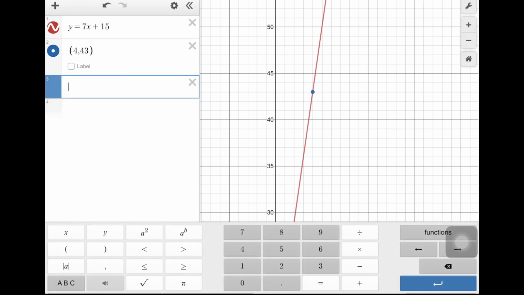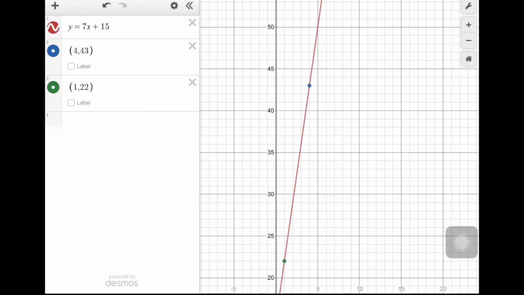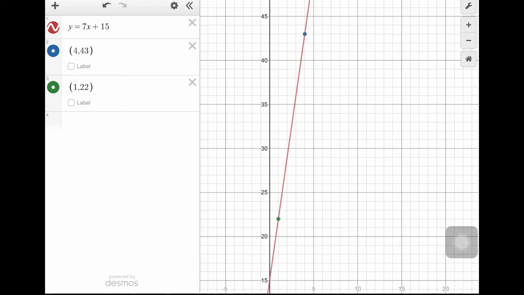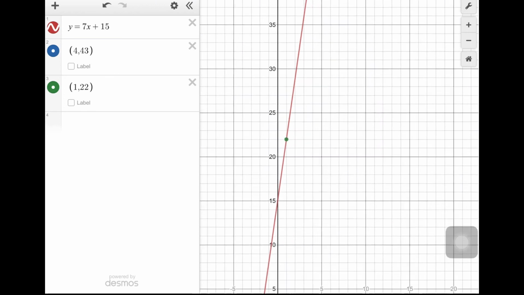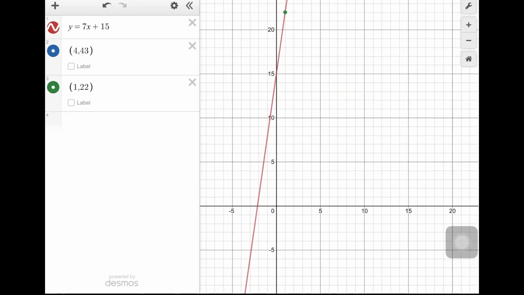How about the second point? It is 1, 22. Let's close the parentheses. Let's see the second point. So look, both of them are on my line. That means I did it correctly. The 7x plus 15 is correct. Let's look at the Nullstelle. Nullstelle right over here, right?